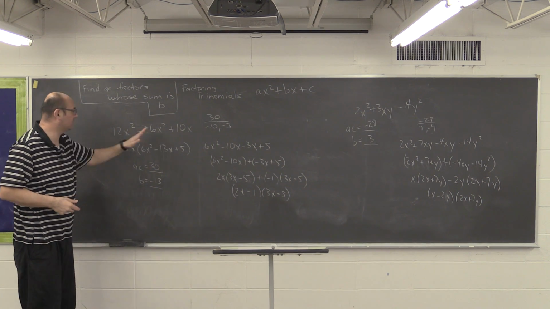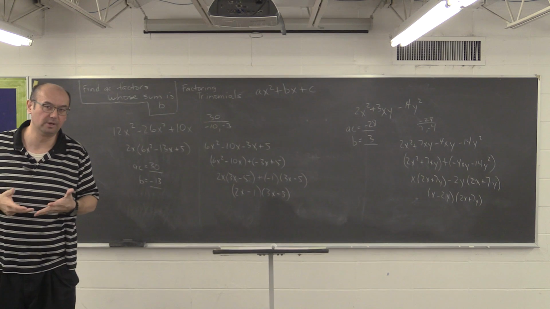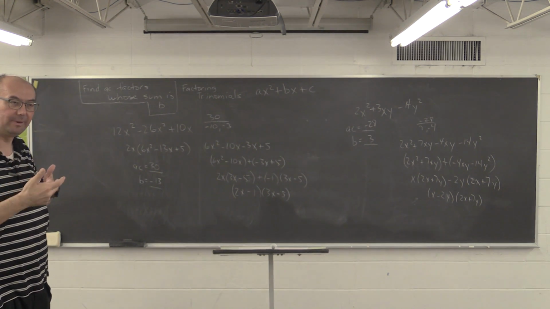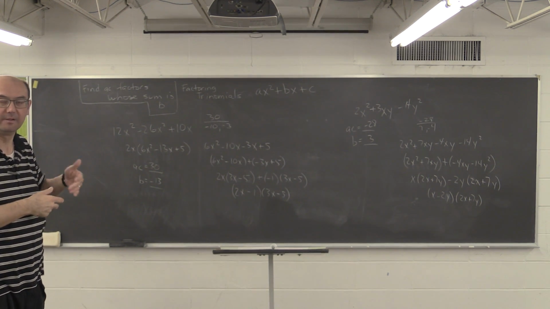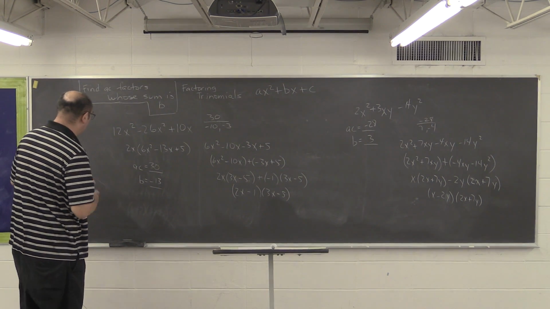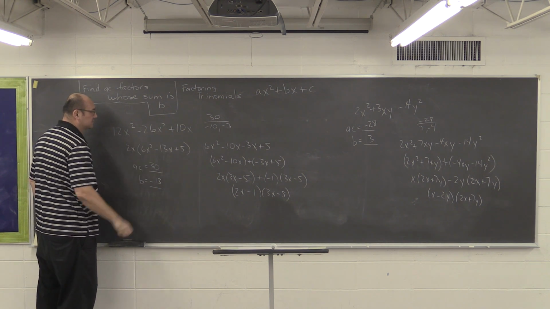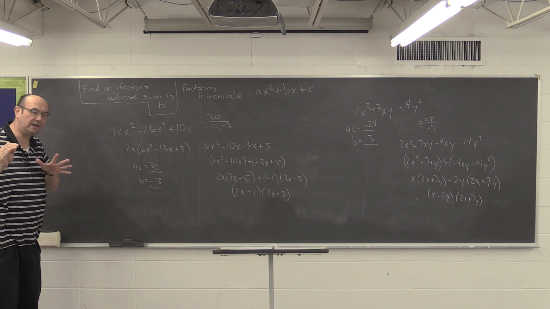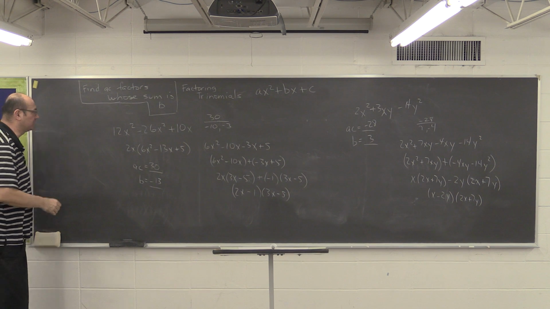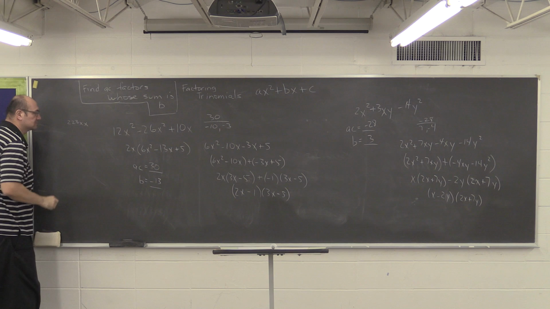This here is a trinomial that actually needs to be factored before we do our AC and our B that we did in our last lesson, part 1. To do that, we can see that there's a 12x² minus 26x² plus 10x. I'm going to go ahead and use the greatest common factor here. 12 is 2, 3, x, and x.